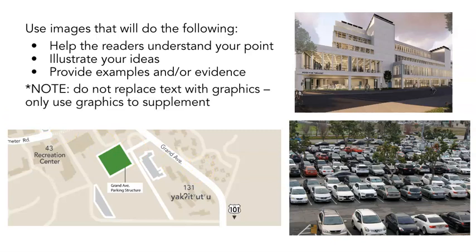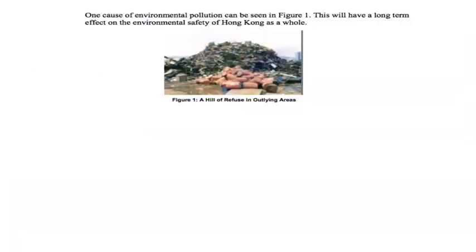Please keep in mind that you should not replace your text with your graphics. Only use graphics as a supplement, and I'll show you an example of what that looks like in just a moment. Here's the example. You need to tell your readers what they should see in your images. So for example, I'm going to read this out loud. One cause of environmental pollution can be seen in Figure 1. This will have a long-term effect on the environmental safety of Hong Kong as a whole. So in this engagement with your photos, you're not exactly telling the readers what to look for, and you need to. For example, what is the cause of environmental pollution? What is this that it's talking about? You need to tell your readers what they should gather from the photo.